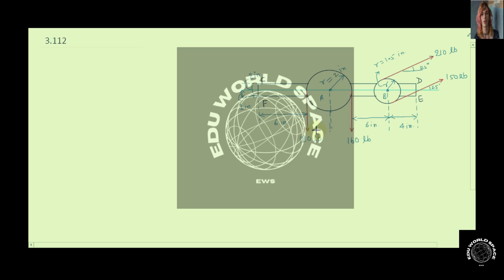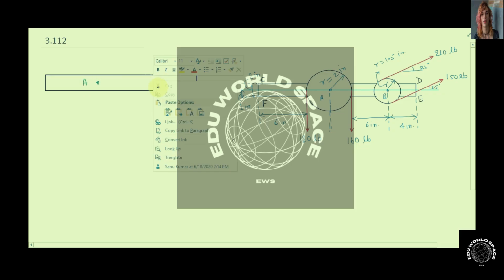to replace the forces acting on this pulley by a single equivalent force couple system at its center, in both the pulleys. So first of all, let's say this was the bracket, and this is point A and this was the point B. And we have to replace a single equivalent force here.